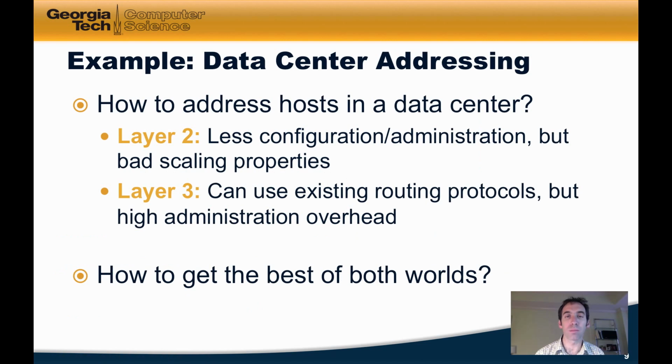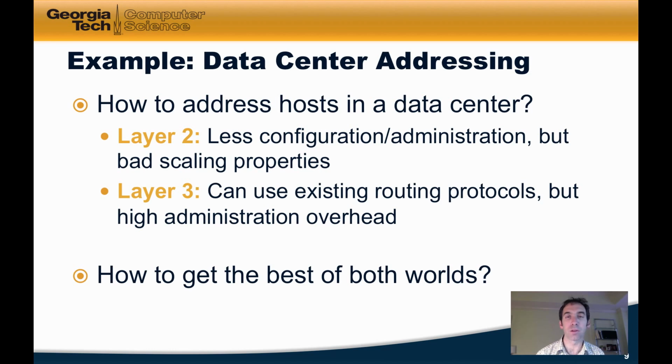Let's take a look in particular at how separation of data and control plane can make it easier to manage a data center through more flexible control in the context of addressing. So let's suppose that you have a data center with tens of thousands of servers and you want to figure out how you should address those servers. On one hand, you could use layer 2 addressing like Ethernet. This results obviously in less configuration or administration because if you've got one large layer 2 Ethernet, you can essentially just plug everything in and it's a flat topology.